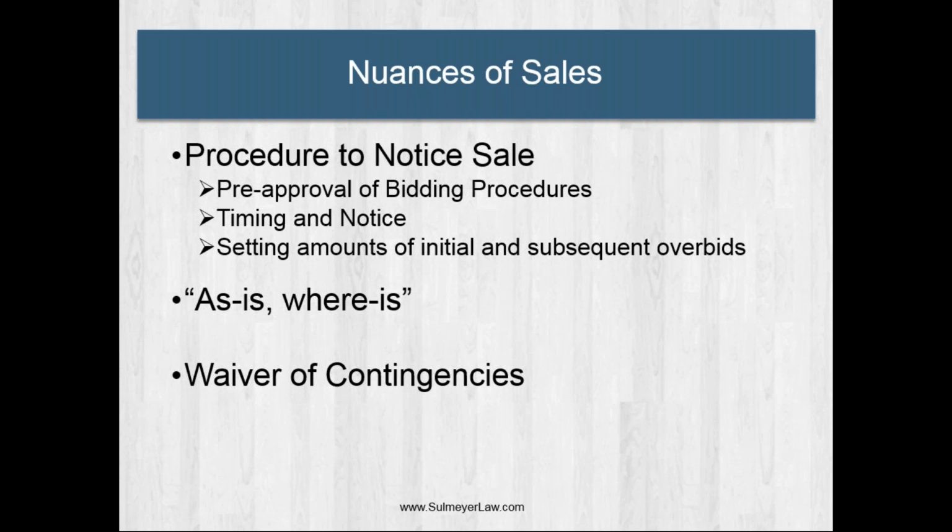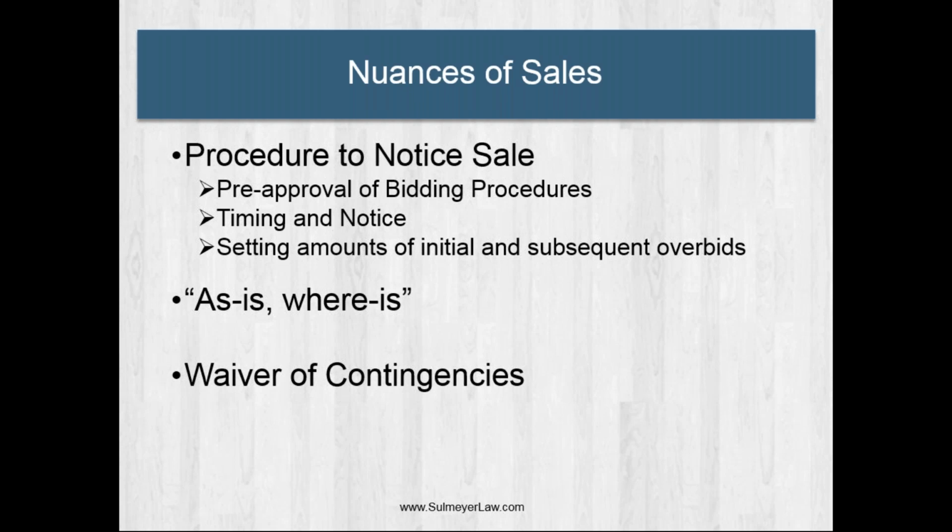Now, setting the amounts of the initial and the subsequent overbids is a process many times where the trustee will establish those numbers his or herself, depending on the value of the property and what the likelihood of enticing an overbid without discouraging overbids. So the initial overbid essentially should be something to entice but not discourage, and subsequent overbids generally are less than the initial overbid, again to entice bidding because the goal is to secure the highest and best price for the property. And so consequently, you want to set those numbers to encourage overbidding.